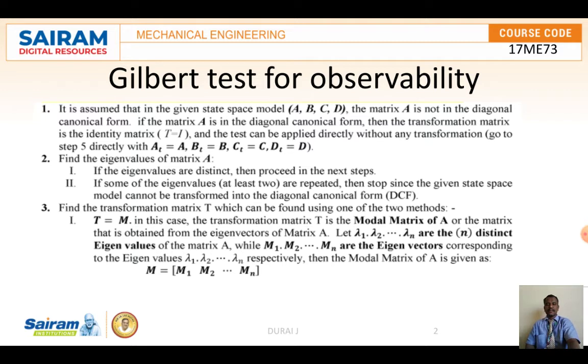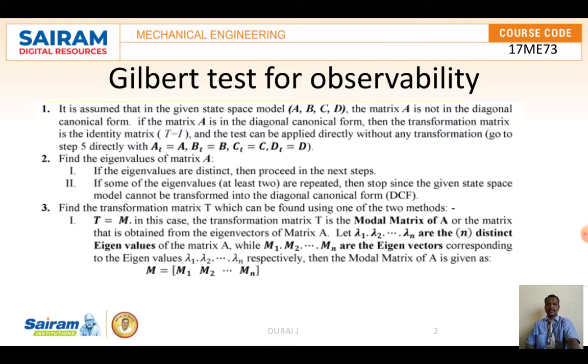the matrix A is not in the diagonal canonical form. If the matrix A is already in the diagonal canonical form, then the transformation matrix is T equal to 1, and it can be applied directly without transformation: AT is equal to A, BT is equal to B, CT is equal to C, and DT is equal to D.